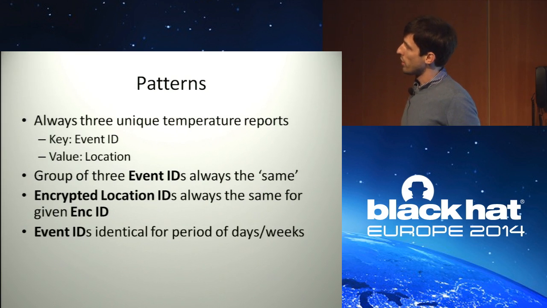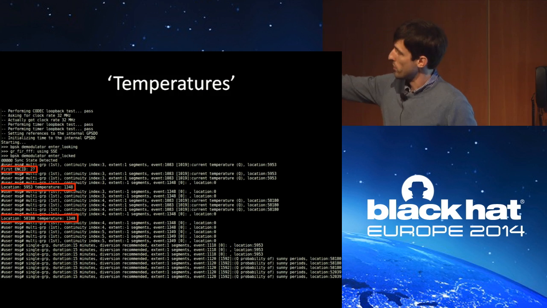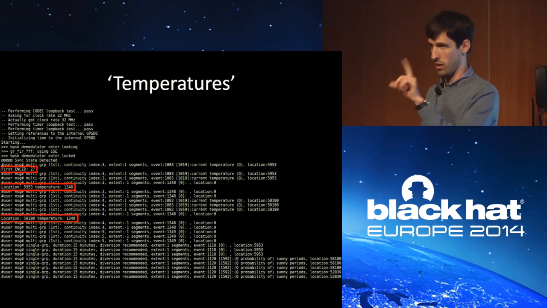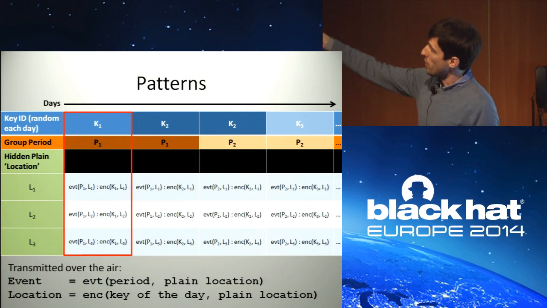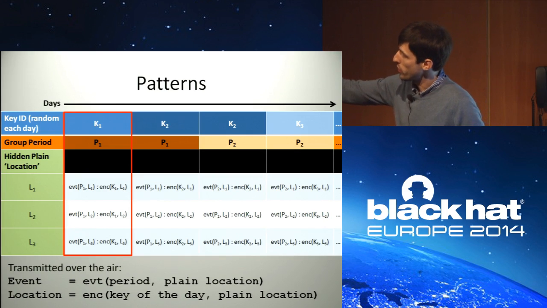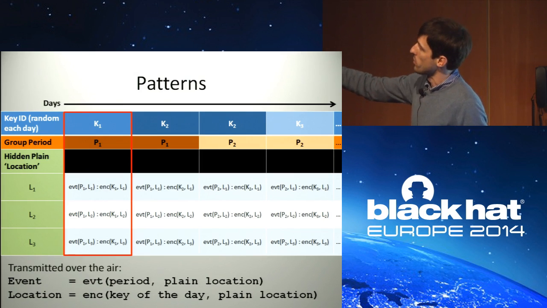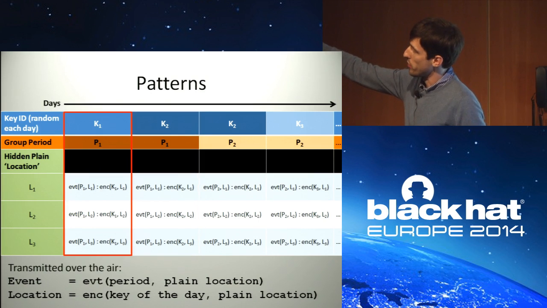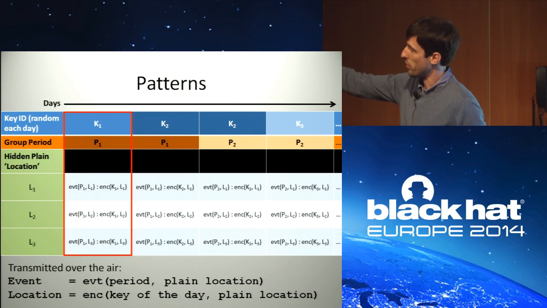That's what I was just talking about. Once you actually look at it, you can see the software that looks at the messages and pulls out those three unique pairs of data. I won't dwell on this too much, but just to give you a taste, if you imagine time going across from left to right, you have these three unknown locations that are being encrypted. On the first day, you have key number one, and this is in the group where your event codes are the same. So what's broadcast over the air are the elements of these cells.